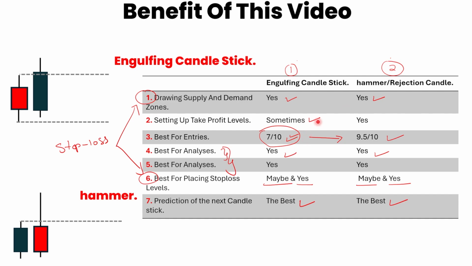Before we move on, you have to understand everything that we have covered here. And never mind the number 5 here because it's the same thing. I didn't know that I repeated this one, but it's fine. So let's move on and get an understanding of the engulfing candlestick pattern.